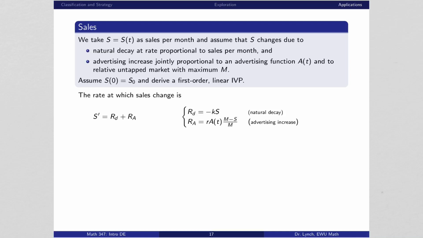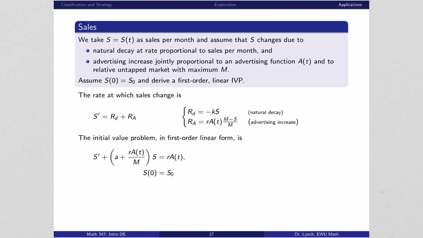So the term M minus S divided by M, if you think about M as the maximum sales in the market and S are the sales per month, then M minus S is the untapped market, the people whom you haven't sold to, divided by M gives you the relative untapped market. So here's the model. S prime equals negative KS plus R times A times M minus S over M.